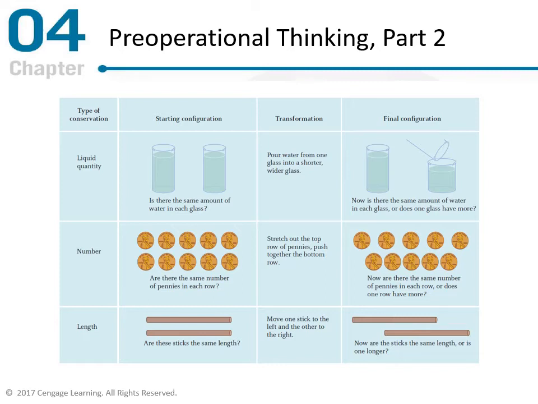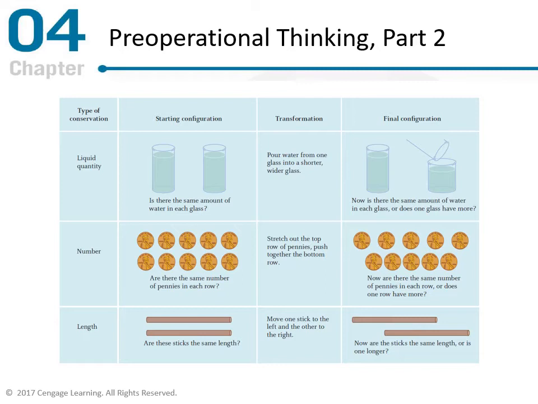Now we look at number. Are there the same number of pennies in each row? Yes, they look balanced, right? And then you stretch out the top row of pennies and push together the bottom row. Now, you remember in those videos, the kids at this stage would say no. They would say there are more on the top because the length is longer than the bottom, not the amount, the length. So they can't tell the difference between amount and length. They can't see that change.